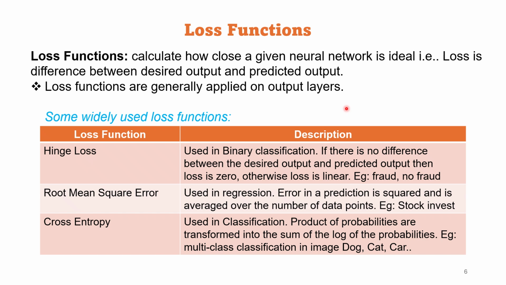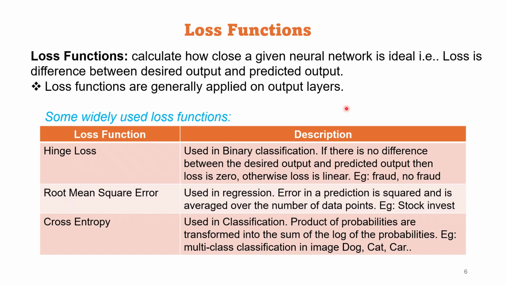Hinge loss is used in classification like heads or tails, or used to calculate loss in classification like no fraud is 0 and if it is fraud it is 1. RMS is the most widely used loss function. This is used when we want to consider the outliers. When making investment in the stock market or when buying an insurance policy, we want to consider outliers. So RMS function is used in such applications. Cross entropy is used in multi-class classification like dog, cat, car in image classification.